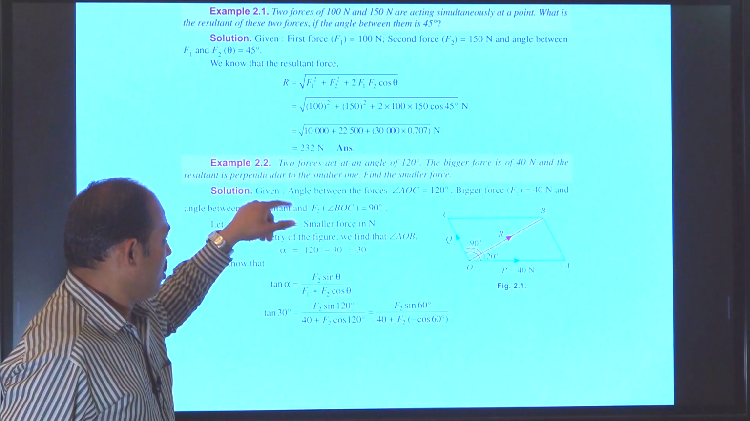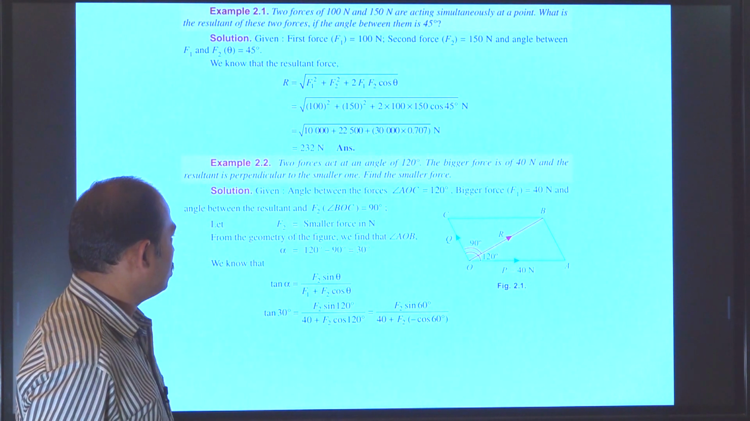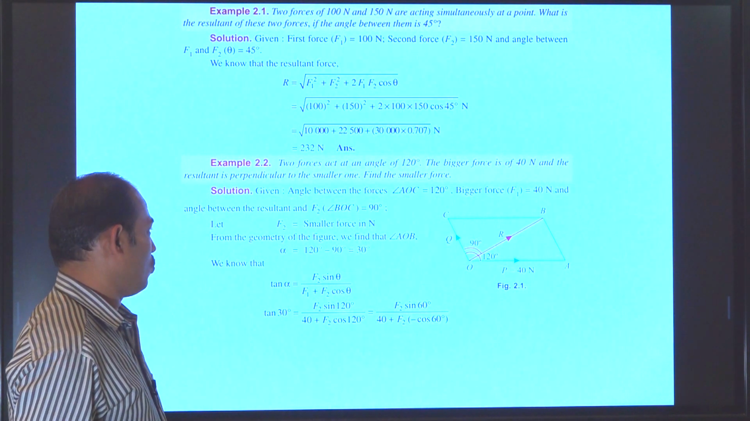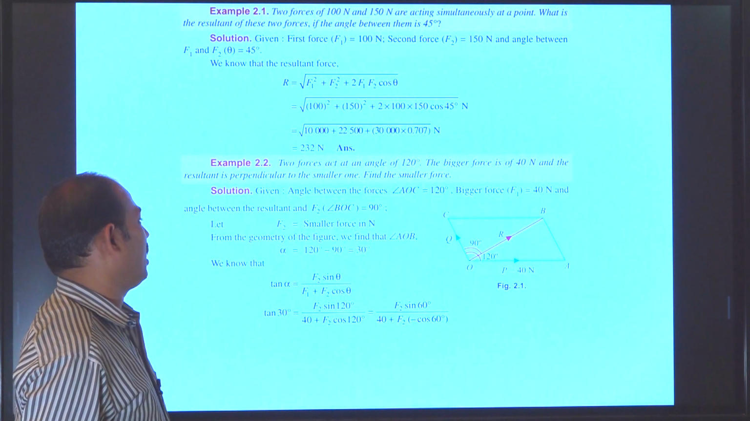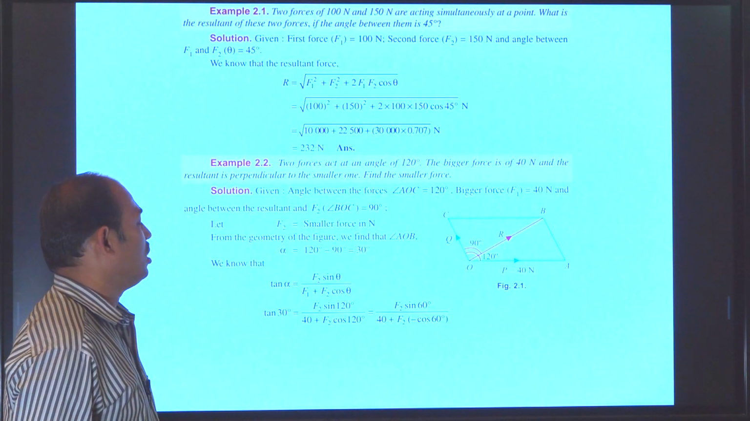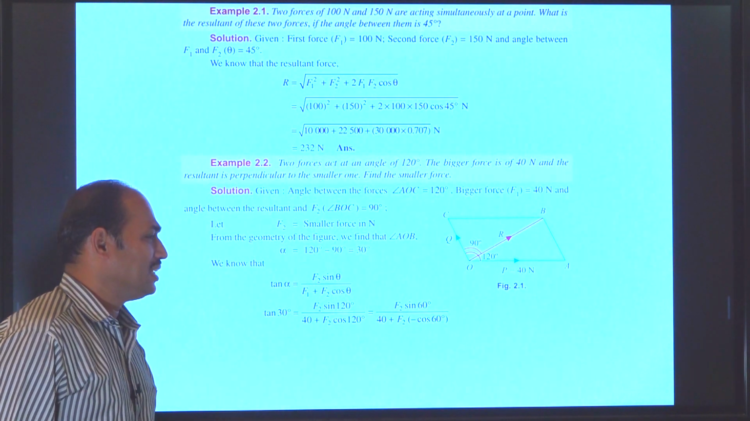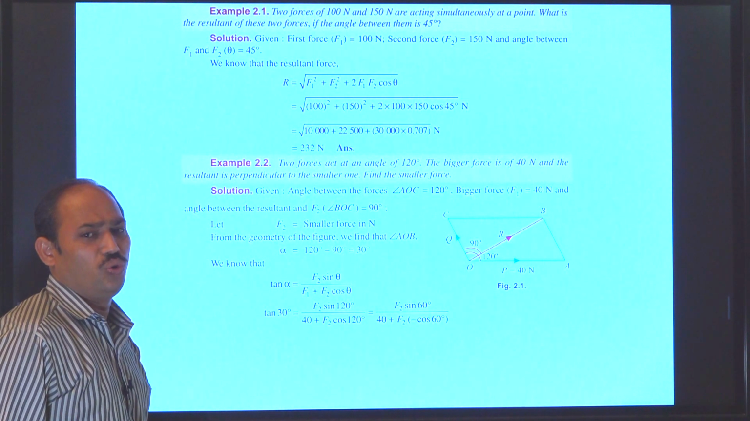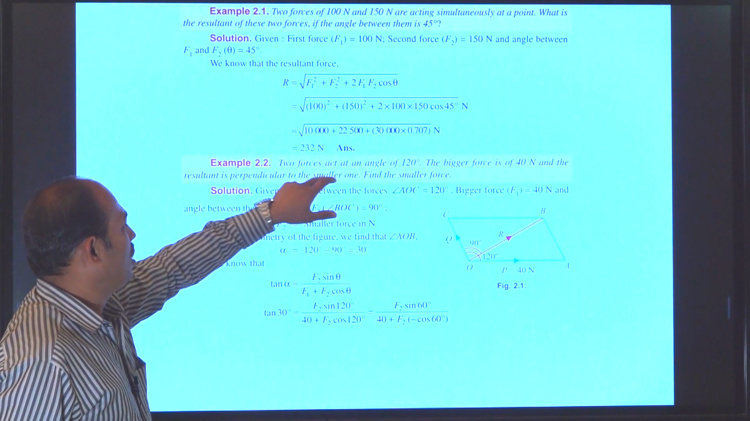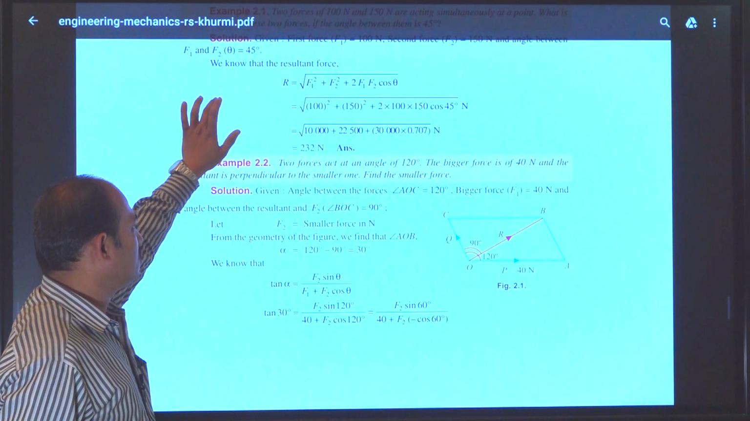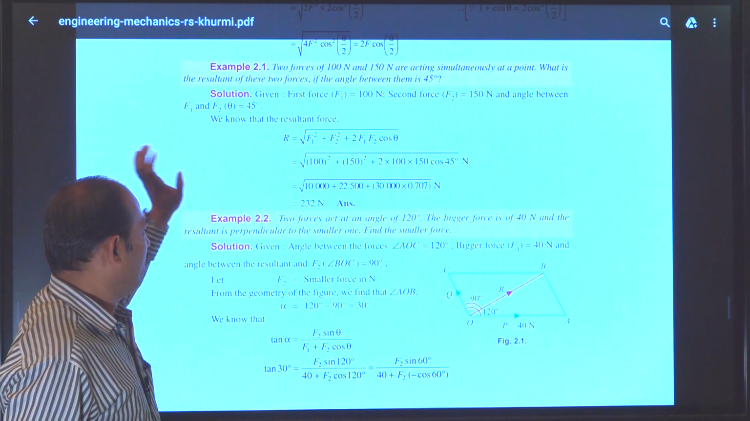Then calculating all the values and removing the root, we get the magnitude of the resultant force R equal to 232 Newtons. This is the magnitude of the resultant force which was to be found.